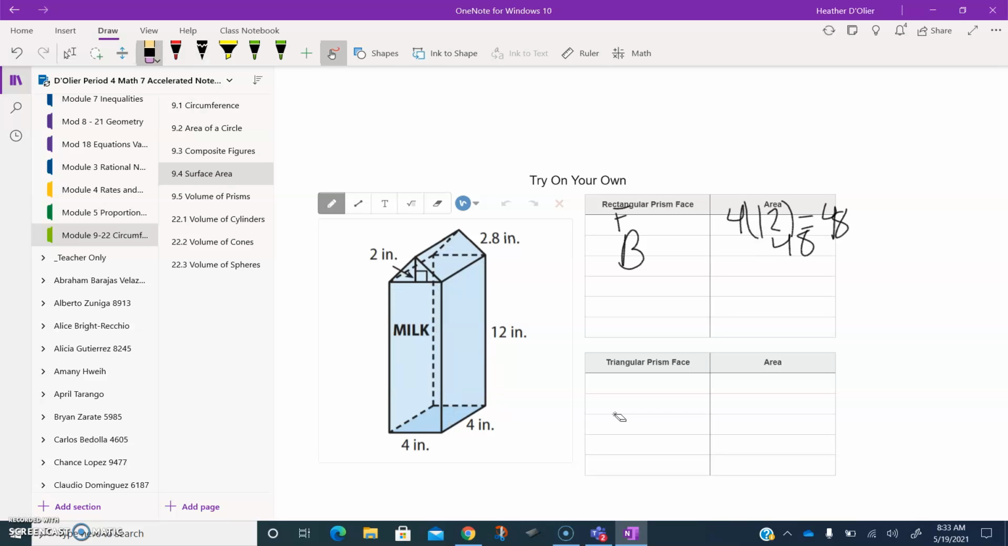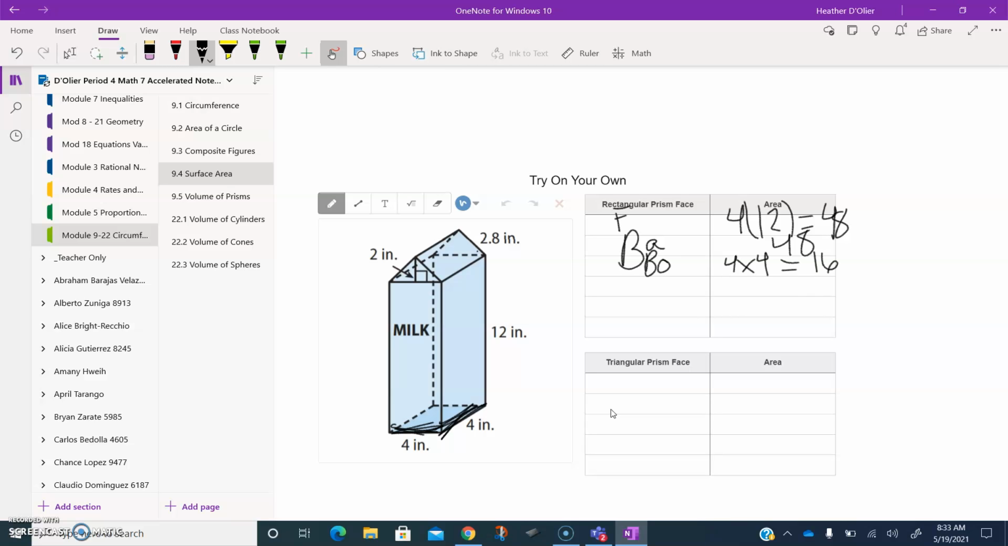Okay. The top, I don't count the top because the top is right here. That doesn't exist in a milk carton. It's literally not there. So I'm not doing the top, but I am doing the bottom. The bottom exists or else everything would fall out. So I'm going to put BA up there for back and BO for bottom. That's 4 by 4, which is 16.